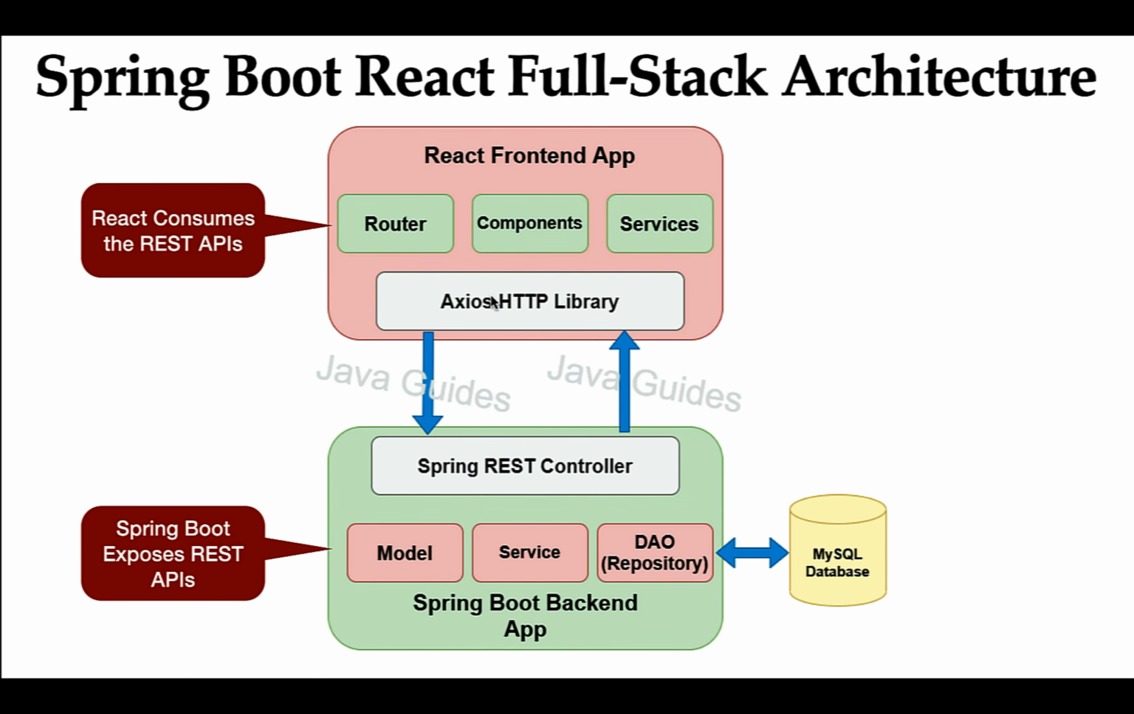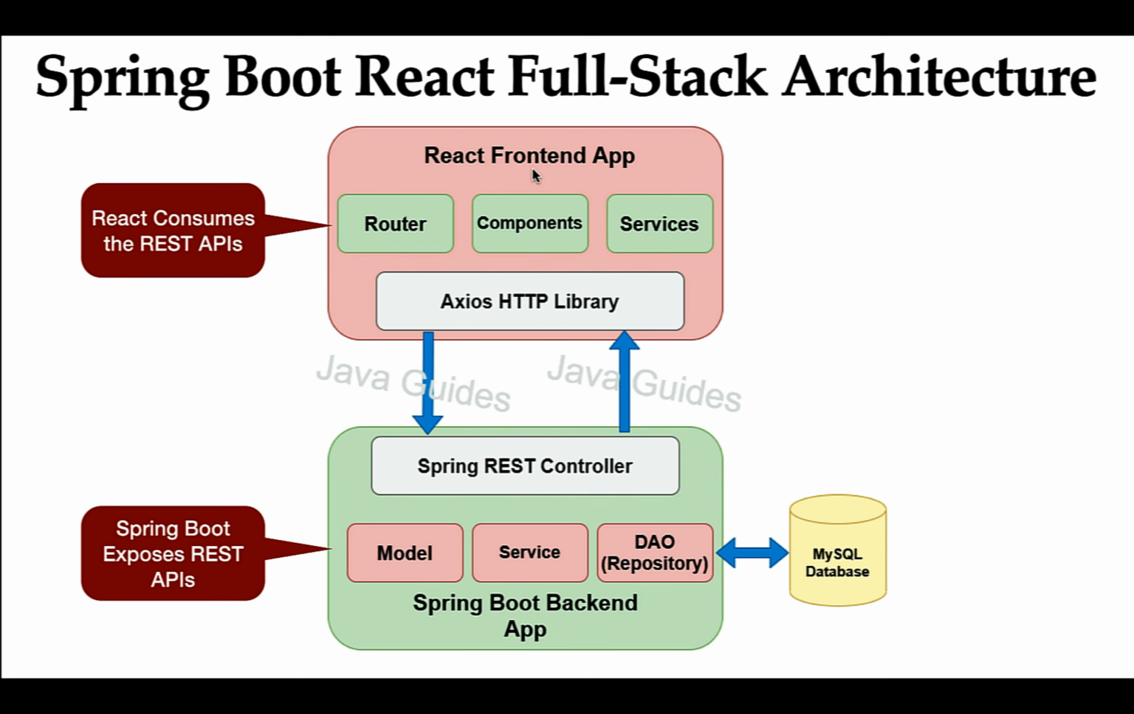Well, this is the full stack application architecture that we are going to follow in order to develop a full stack web application using Spring Boot and ReactJS. This architecture follows the client-server model. On the client side, we will build a React front-end application. On the server side, we will build a Spring Boot backend application. Notice that in this architecture, we are going to create a separate project for the React front-end application and a separate project for the Spring Boot backend application.